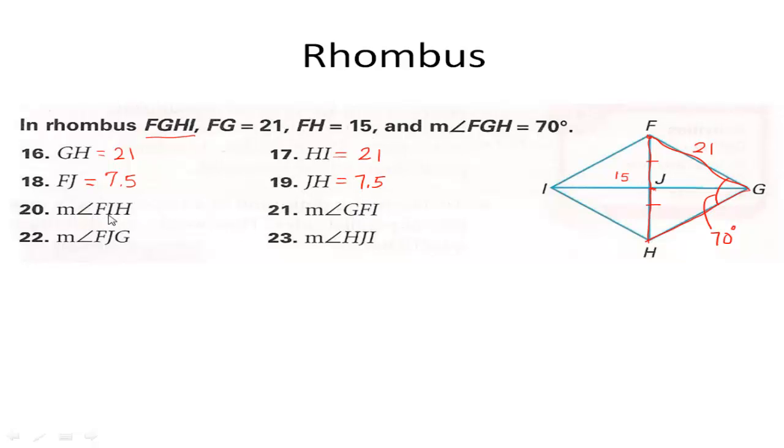The measure of angle FIH. So we're talking about this angle. That angle is going to equal what the opposite angle equals. Remember, this is a parallelogram, so opposite angles are congruent. So this angle is 70. That means this one has to be 70 degrees also.